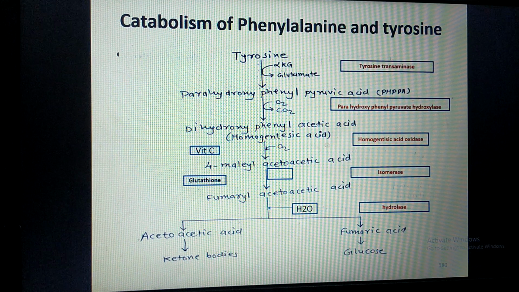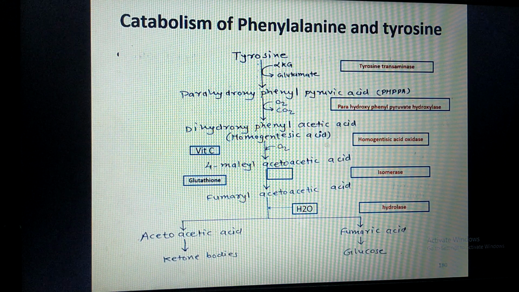After transamination, tyrosine is called para-hydroxyphenyl pyruvic acid. All of us know that another name of tyrosine is para-hydroxyphenylalanine. So after removal of the amino group, that alanine group is converted to pyruvic acid. Now this para-hydroxyphenyl pyruvic acid undergoes one more hydroxylation with the help of the enzyme para-hydroxyphenyl pyruvate hydroxylase.